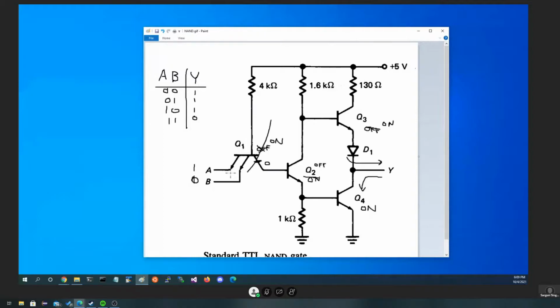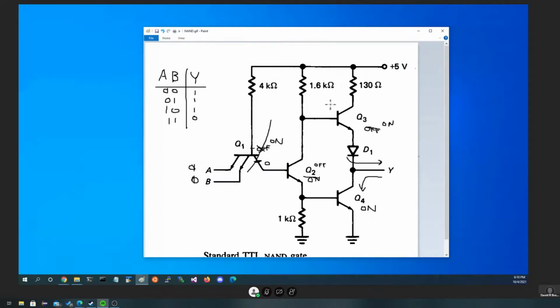Professor, just for the 0, 0 case, it will be the same thing, right? Yeah, in this case both of the emitters are grounded, which means on, and we can get 0.7 because we have a path back to 5 volts. Okay. Thank you.